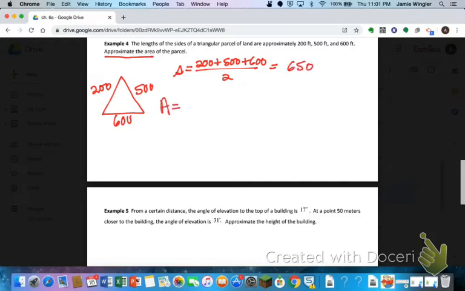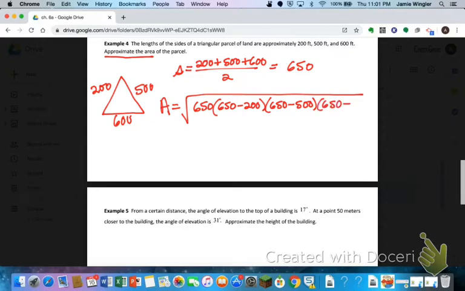So to find the area, you're going to do the square root of 650 times 650 minus 200 times 650 minus 500 times 650 minus 600. You can subtract those if you want, but to be quite honest, I just plug it in exactly like you see it right here. That way I don't mess up on any subtracting, and I get my area to be 46,837.5 square feet.